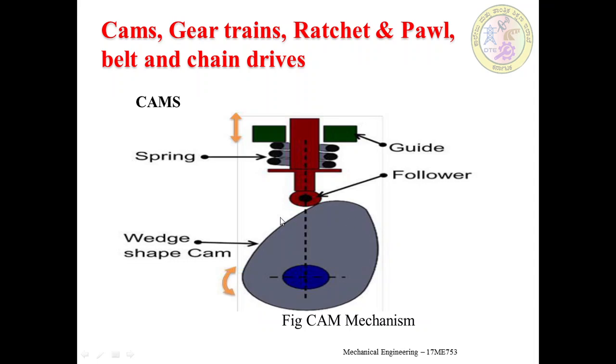Here, as shown in the sketch, it is a simple cam mechanism. As shown in the sketch, a driver member is known as the cam and a driven member is called the follower, and the frame which supports the cam and guides the follower.